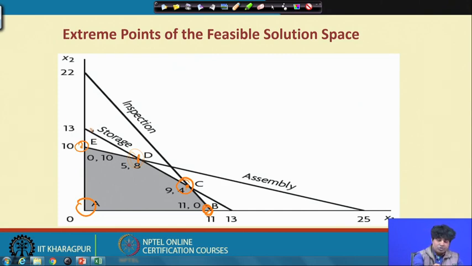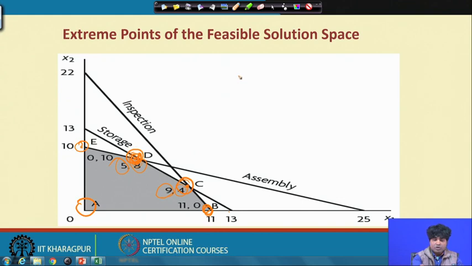This is a corner point where the storage constraint and the assembly constraint intersect each other. These two equations can be simplified, and then we can get the values of x1 and x2. After simplification, x1 is 5 and x2 is 8. In this other corner point, which is the intersection of storage and inspection, once you solve these two equations we have x1 equal to 9 and x2 equal to 4.